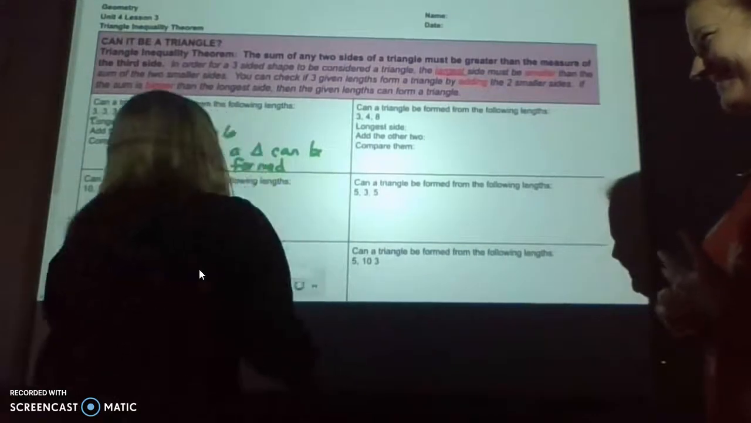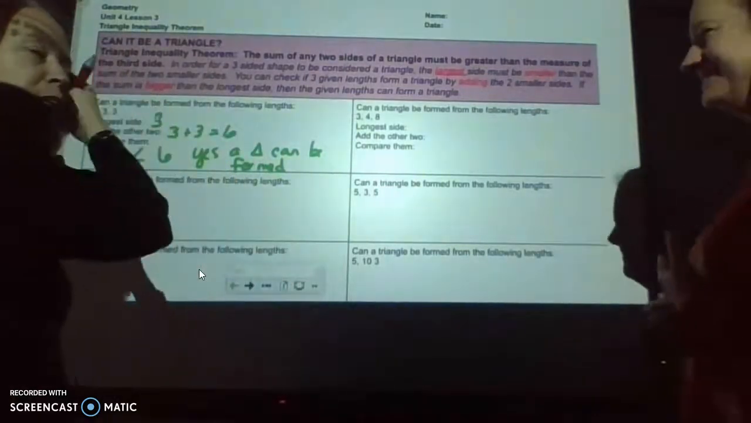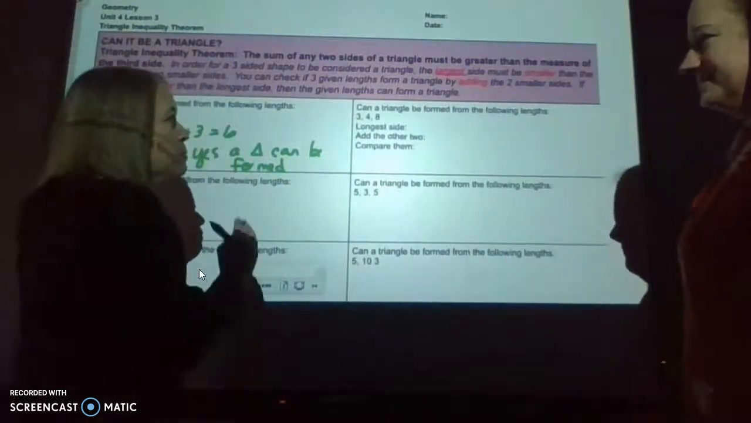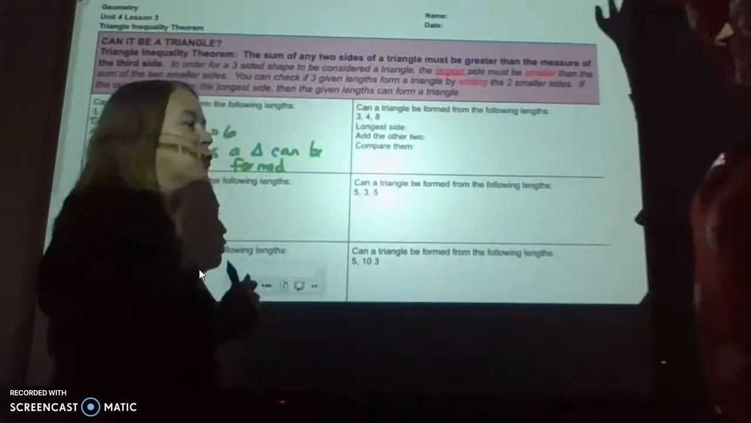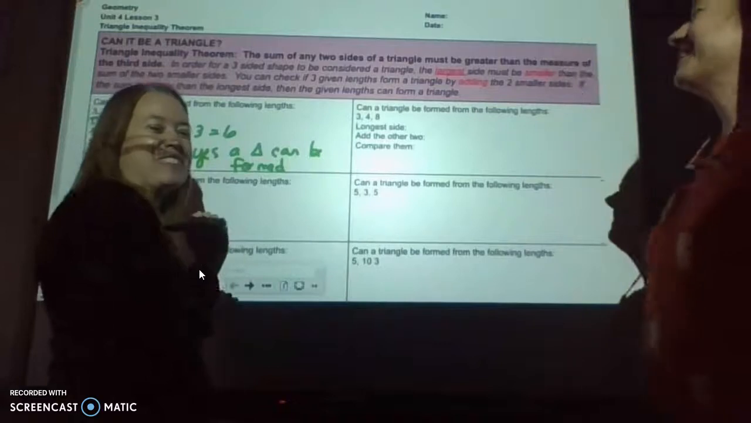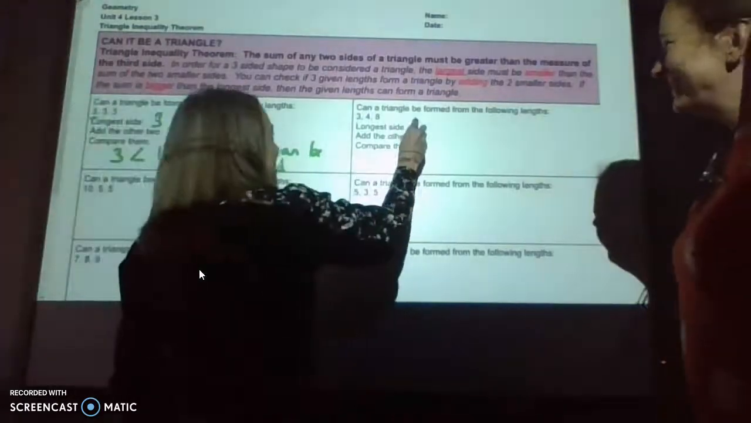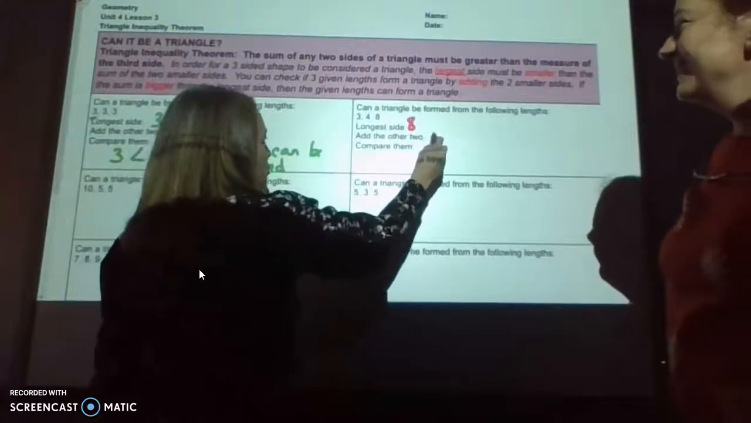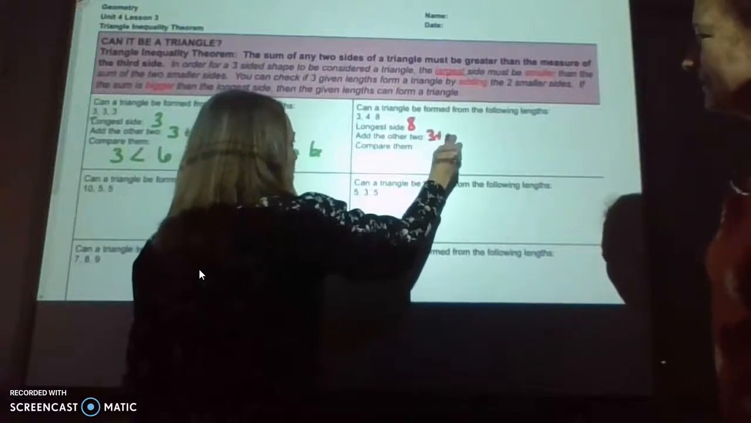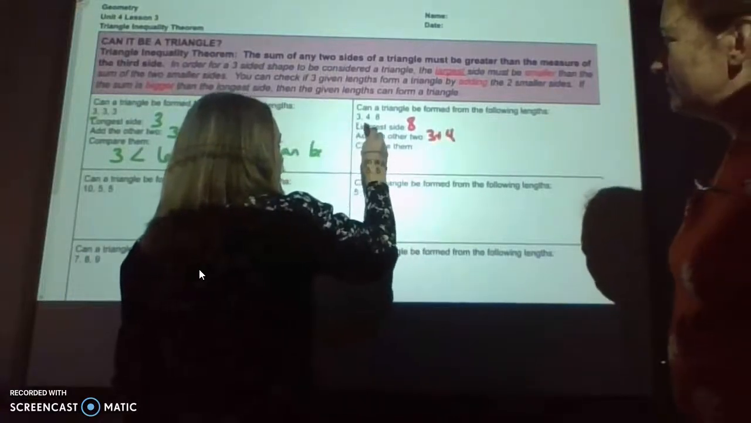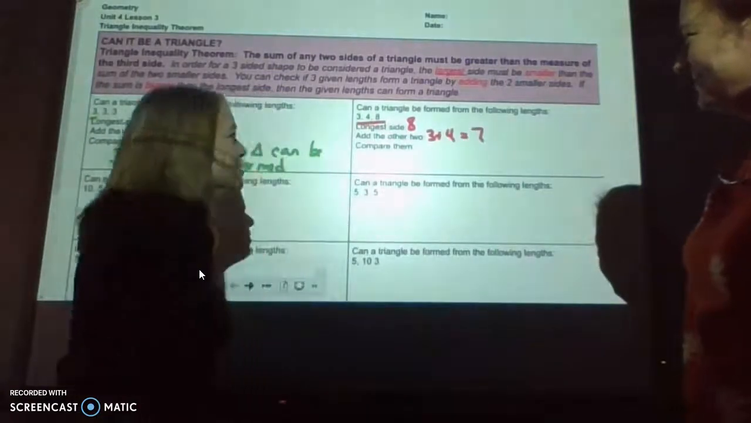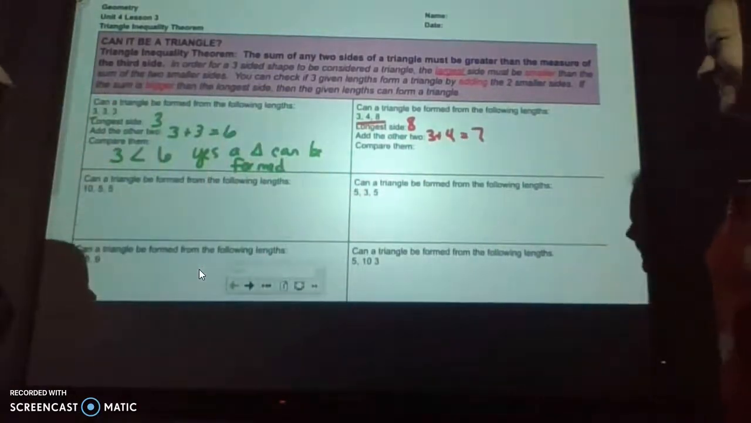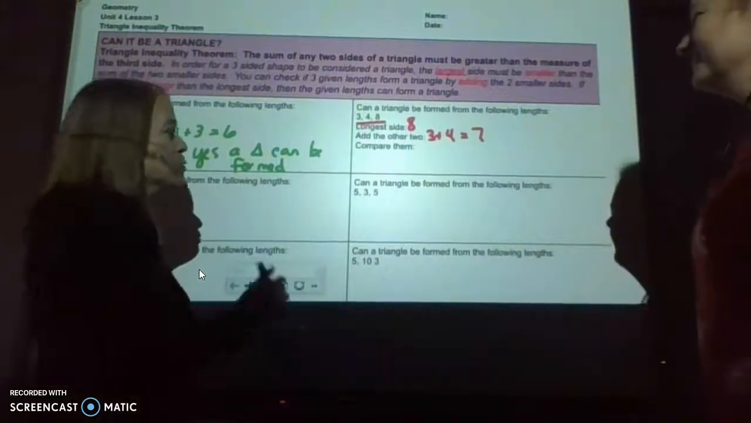All right, let's try again, because maybe we didn't get that. This is the process. We pick out the longest side. Now these are different sides: 3, 4, and 8. The longest side is 8. Now we're going to add the other two, which is 3 and 4. Where am I getting these numbers from? You gave them to me in the problem. 3 plus 4 equals 7.